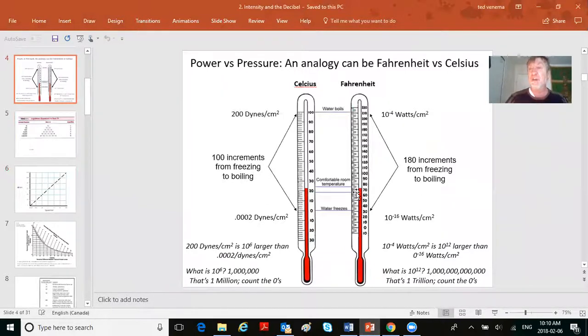Look at the two thermometers. Freezing is freezing is freezing. Boiling is boiling is boiling. My point is there's two systems used to measure intensity of sound in decibels. One's power, one's pressure. We choose pressure because the ear works more like a pressure device.